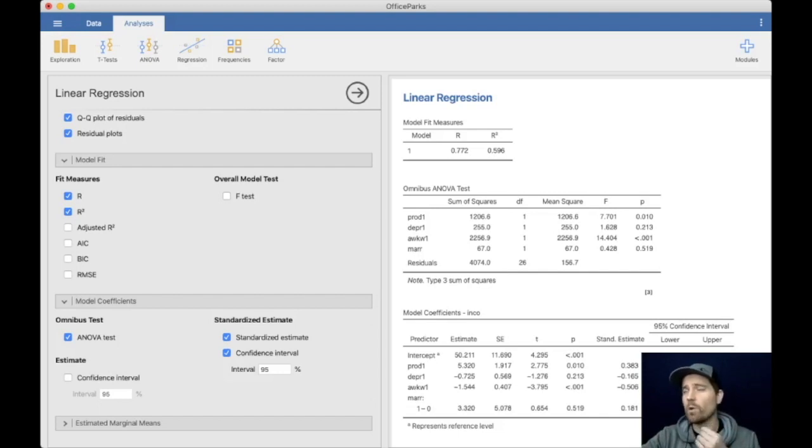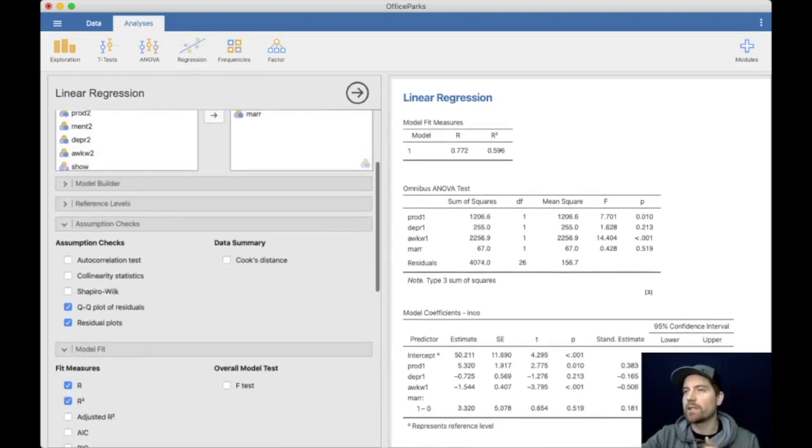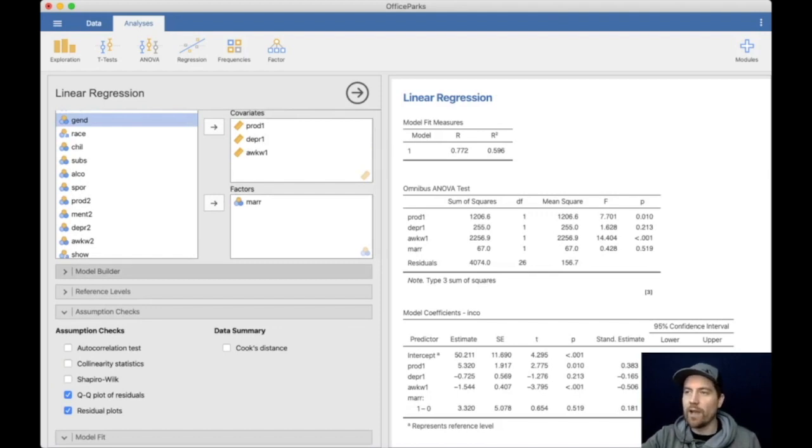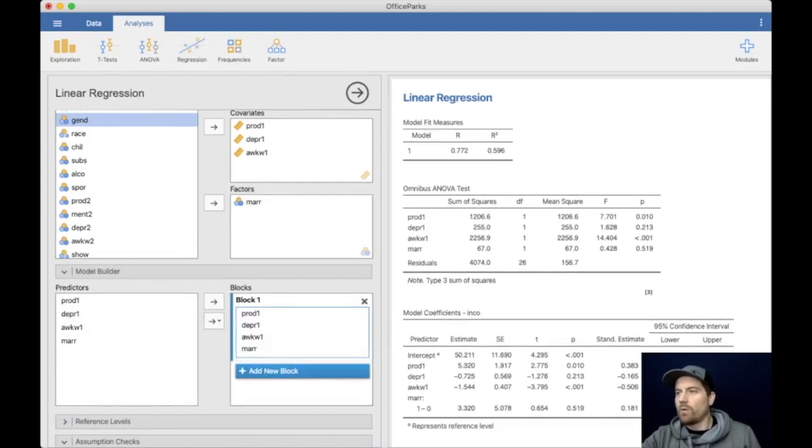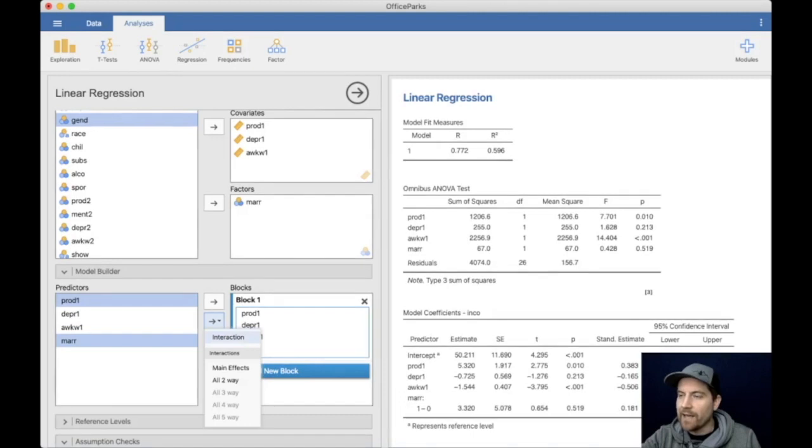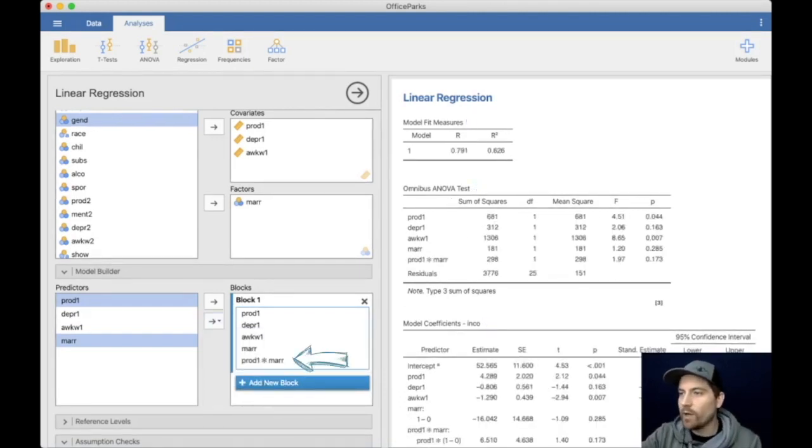But our question is more, does it interact with productivity? So now this is when we actually use Model Builder. What we're going to do is select prod1 and select married, and I'm going to use the command key on a Mac or the control key on Windows. And I'm going to click here and add an interaction between these two. What this added was prod1 star mar. This is the interaction.